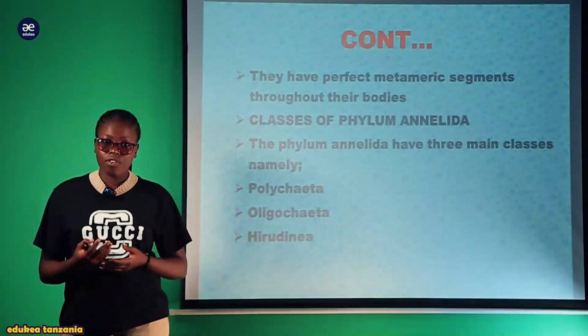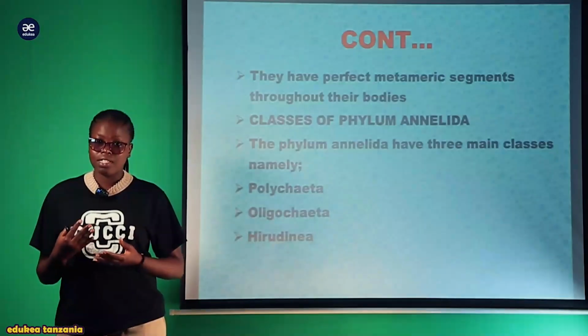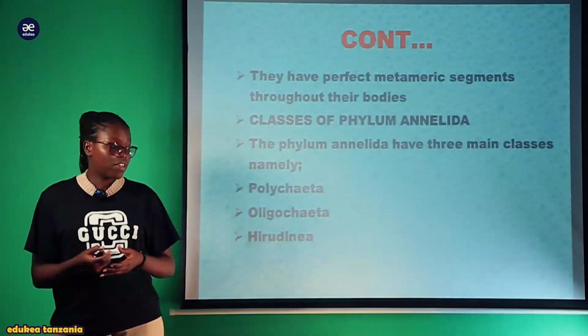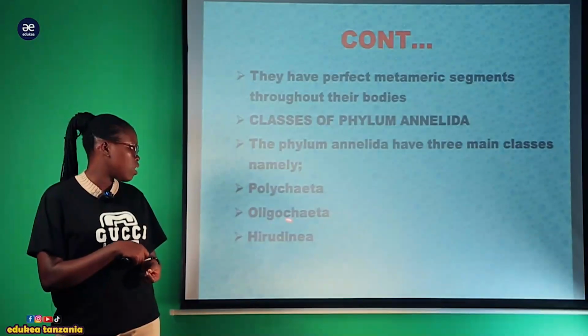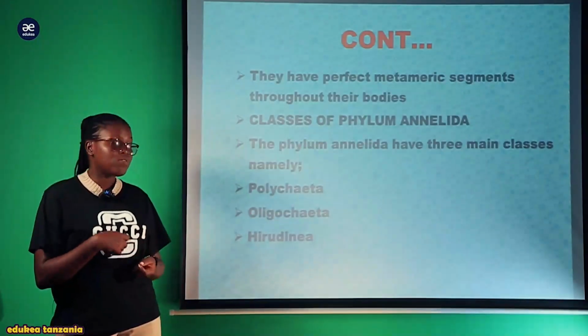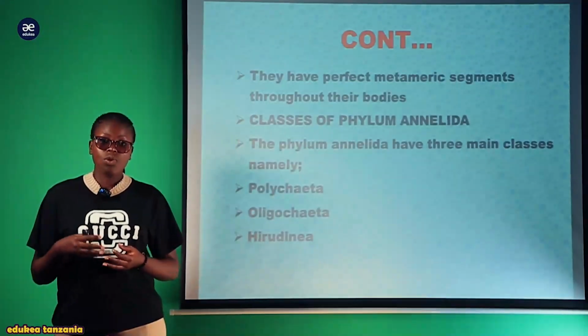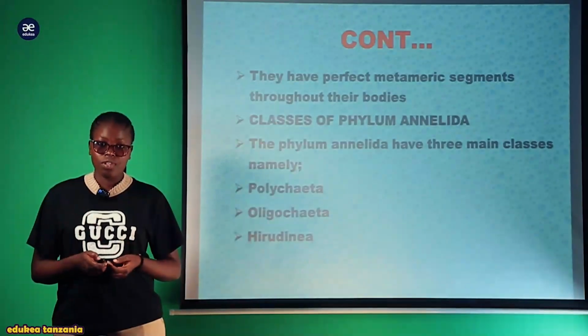My lovely Form 4 students, you have three main classes of the phylum Annelida. The first one tuna Polychaeta, second one tuna Oligochaeta, na mwisho tuna Hirudinea. Tunaenda kuangalia how do they differ.